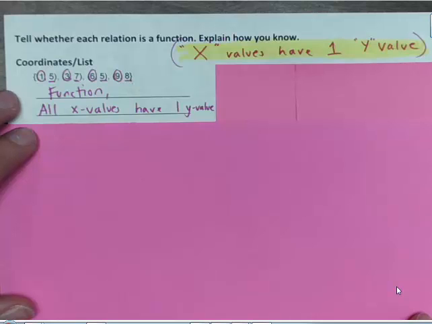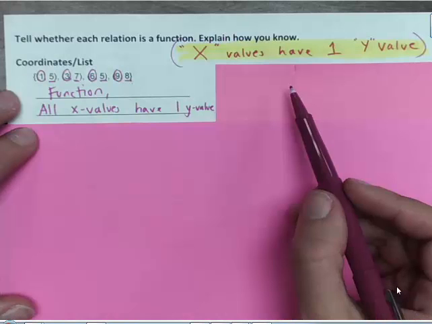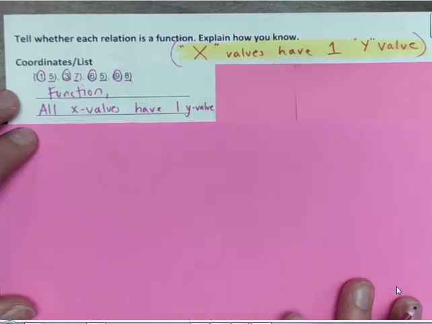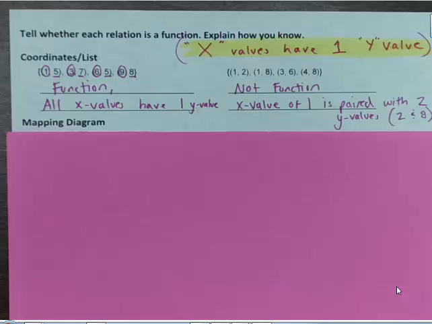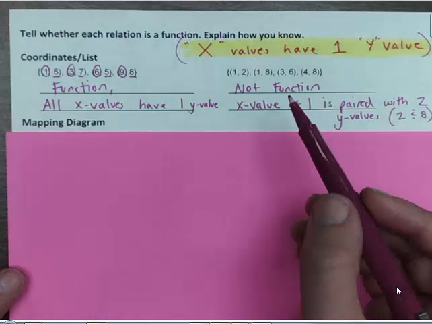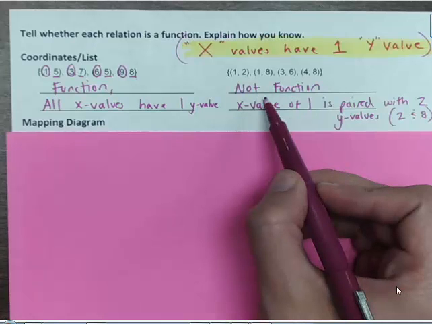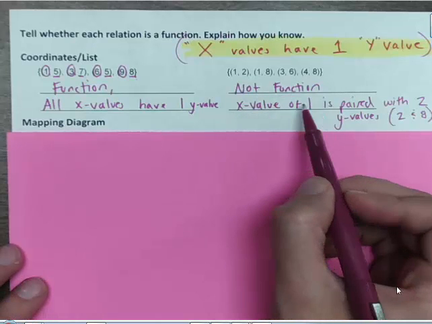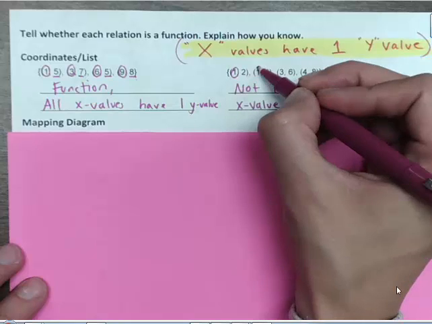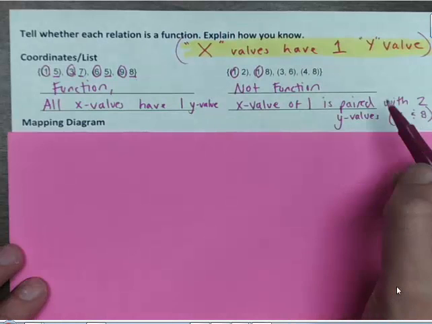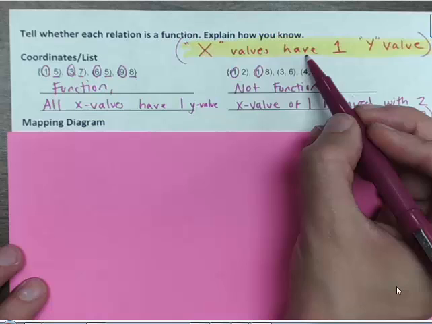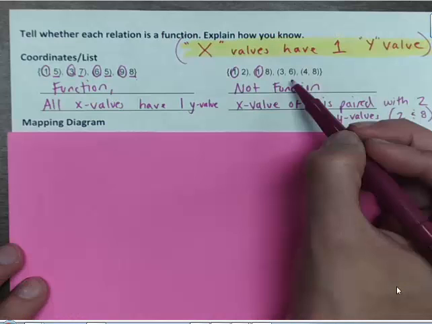Okay, go ahead and do that second example, and when you're finished, push play again. Once you're done, you should have noticed that these coordinates or these ordered pairs do not create a function because the x value of 1, which is our input, shares the 2 and the 8. These x values have different y values. Okay, so that cannot be a function.